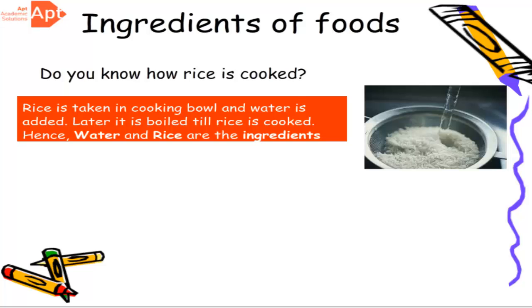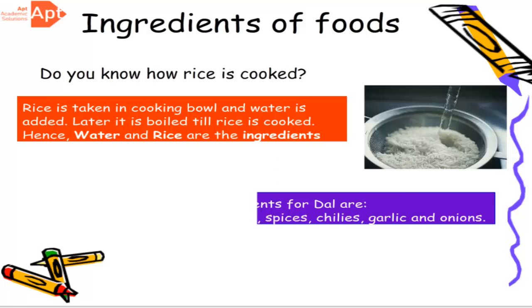So what have we done here? We have actually used water and rice to prepare our meal. So water and rice, these are the only two things that we have used to prepare rice for us. So they actually become the ingredients for rice.